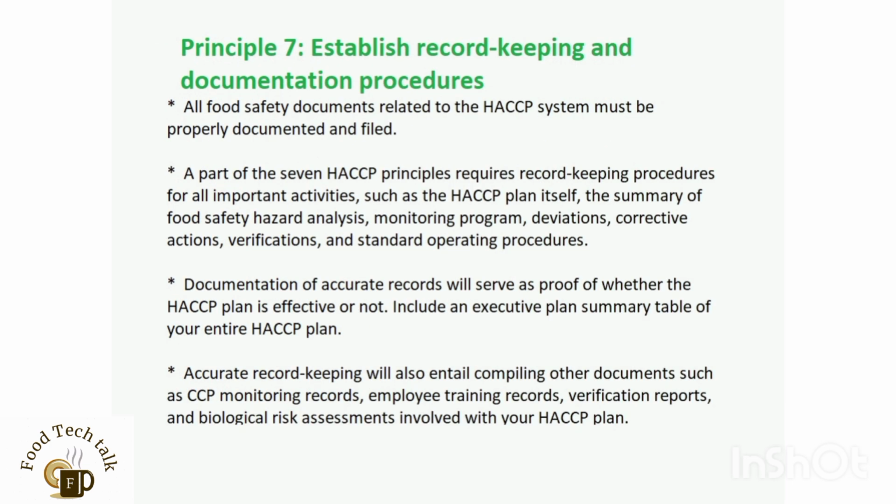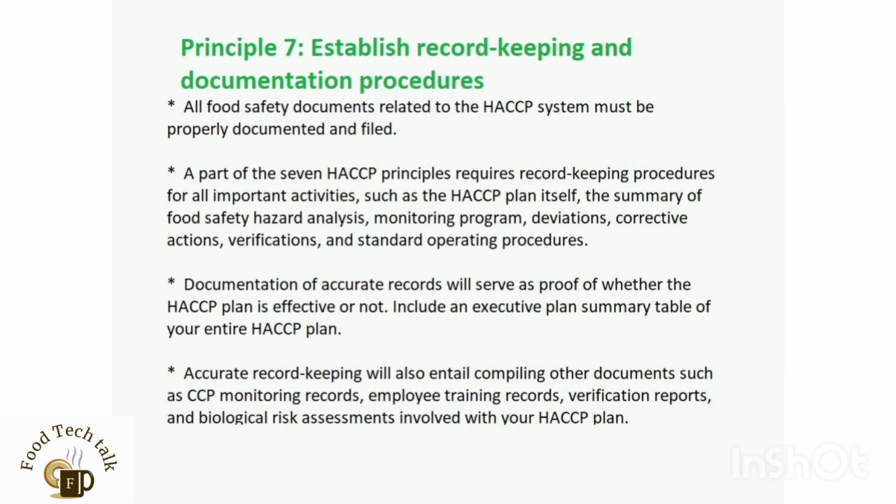The last principle of HACCP is establish record keeping and documentation procedures. All food safety documents related to the HACCP system must be properly documented and filed. A part of the seven HACCP principles requires record keeping procedures for all important activities such as the HACCP plan itself, the summary of food safety hazard analysis, monitoring program, deviations, corrective actions, verifications, and standard operating procedures. Documentation of accurate records will serve as proof of whether the HACCP plan is effective or not.